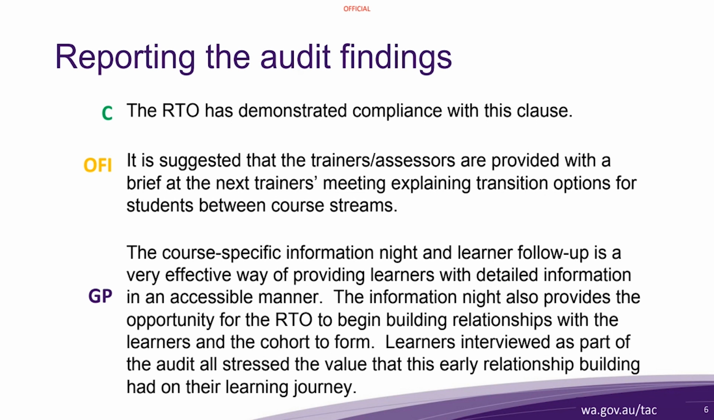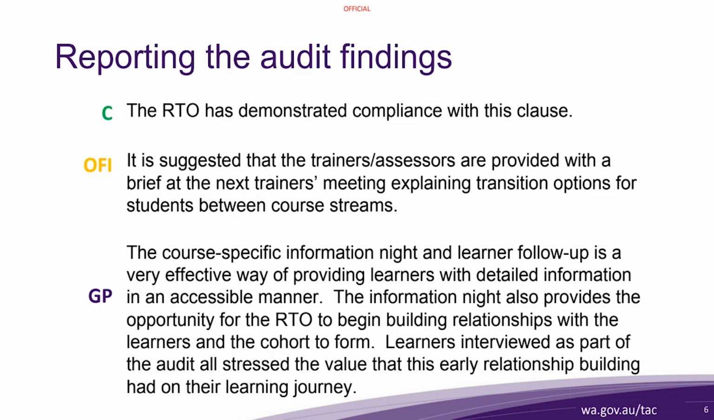So this is an opportunity for improvement that has been written around the case study that we have used for the previous two sessions. So we might say it's suggested that the trainers and assessors are provided with a brief at the next trainers meeting explaining transition options for students between course streams. So nice and simple and just focused on what it is that you want the RTO to think about.